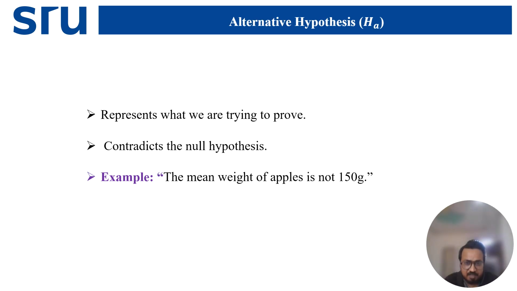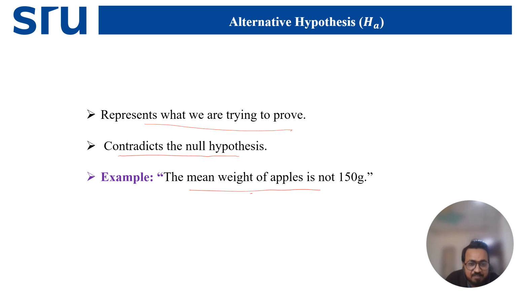Now there is another hypothesis, that is the alternative hypothesis. This hypothesis represents what we are trying to prove. It contradicts the null hypothesis. For example, previously we have taken that the mean weight of the apple is 150 gram. But in case of the alternative hypothesis, it will be that the mean weight is not 150 gram.